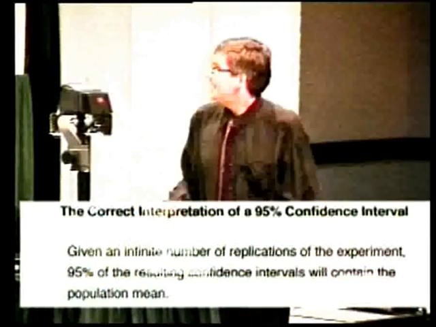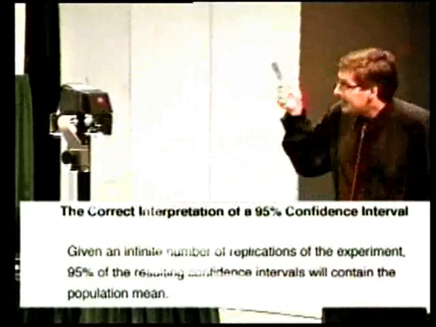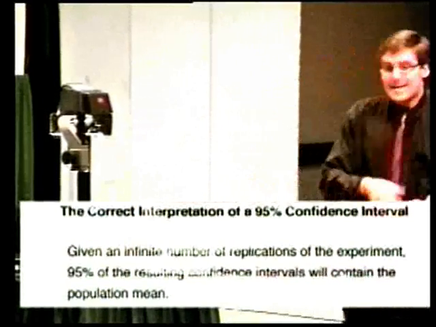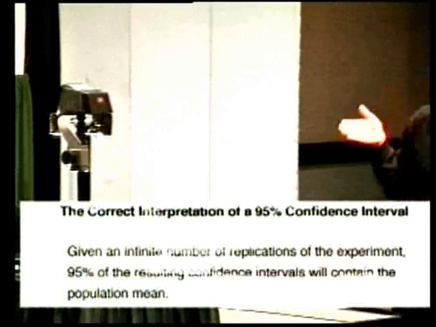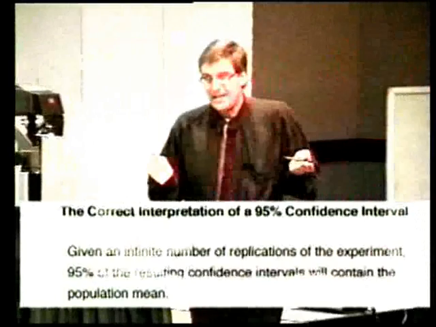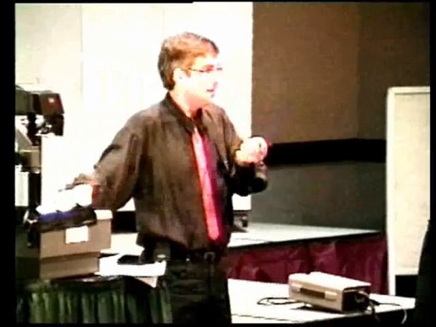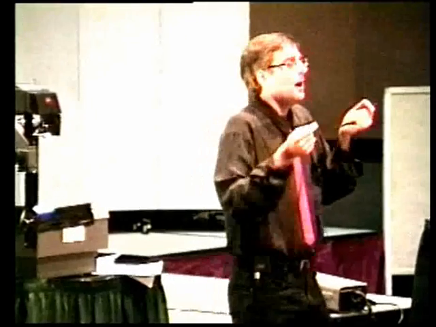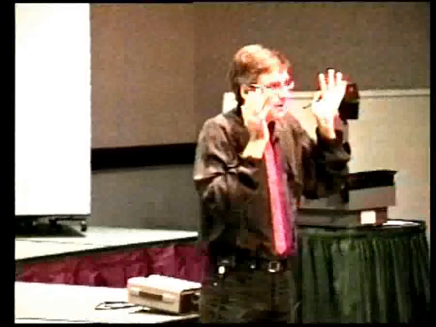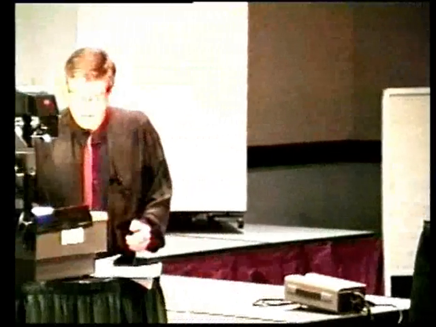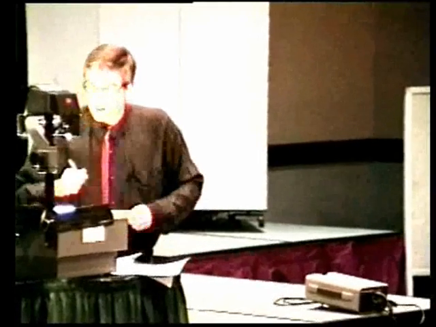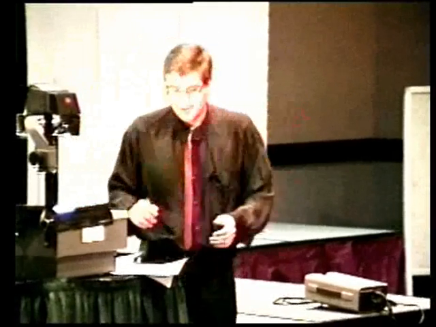In fact, the correct interpretation of a 95% confidence interval is, given an infinite number of replications of the experiment, 95% of the intervals that you construct according to that rule will contain the population mean. It's not the same statement as saying that there's a 95% chance that the population mean lies within the interval. This is the same confusion of the conditional probability of a hypothesis being true with the conditional probability of obtaining data, given that a hypothesis is true. So even confidence intervals, despite their great virtues, can be pretty confusing.